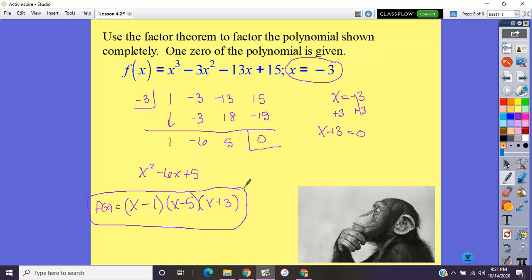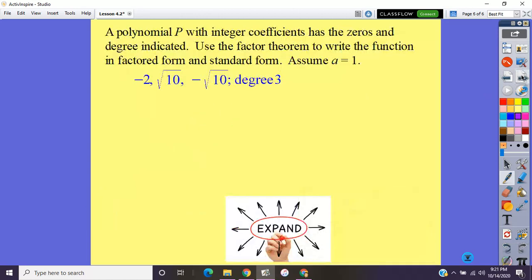And we're going to talk about another way you can think about this instead of doing it this way in the next problem here. But that's using the factor theorem. Let's use the factor theorem again to write a polynomial with the indicated degree, which in this case is a degree 3. So these are the zeros. I'm going to tell you, when you write it as a factor, it's always going to be x minus the 0.